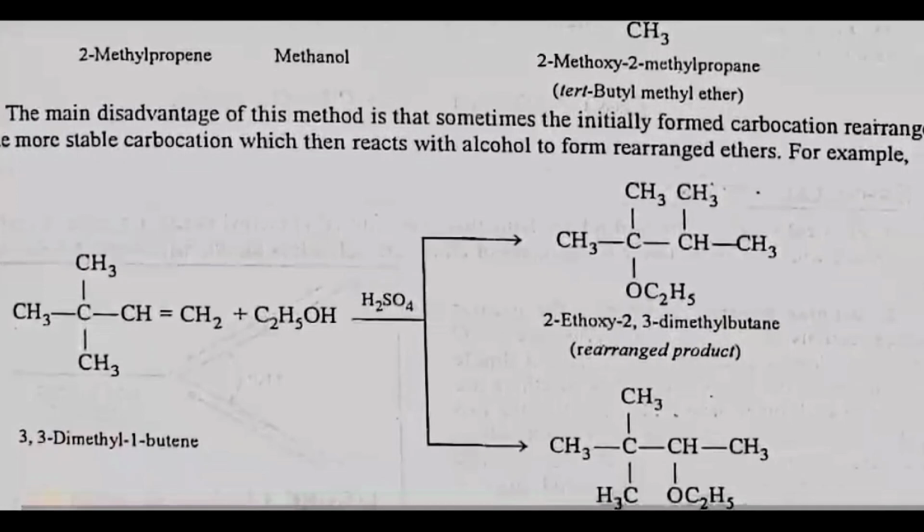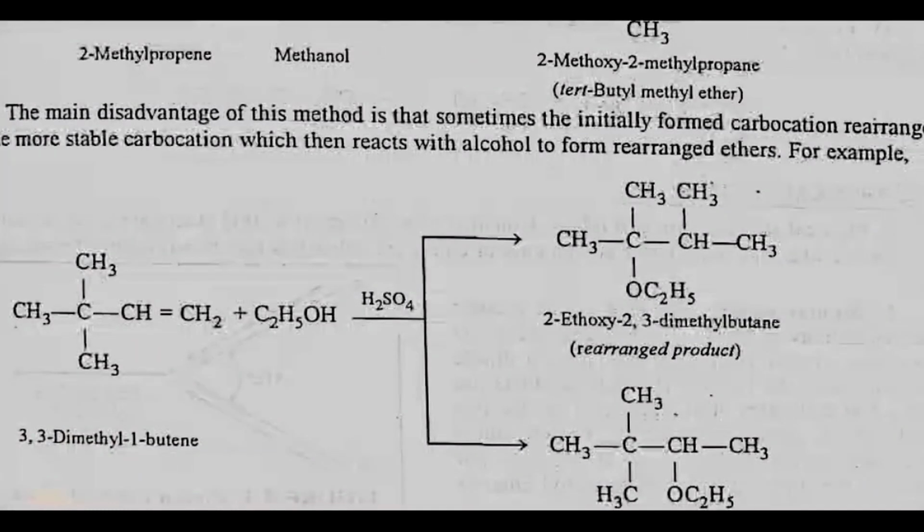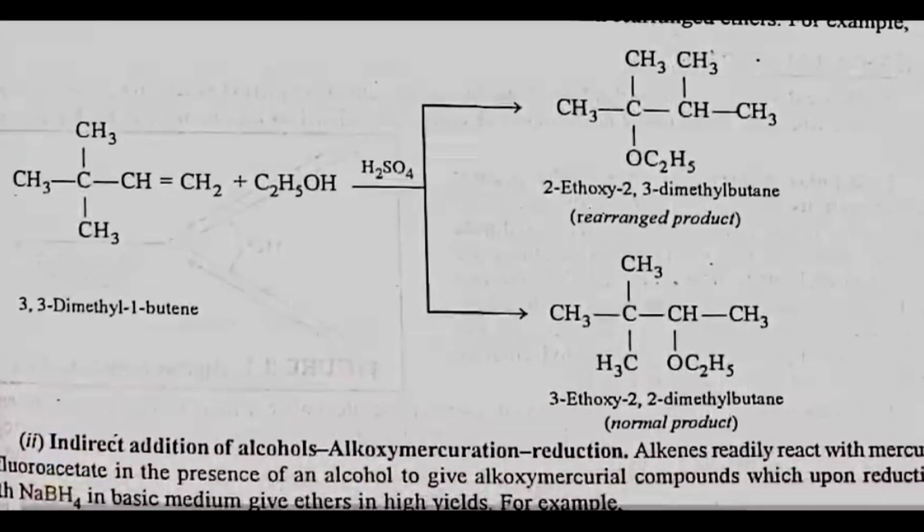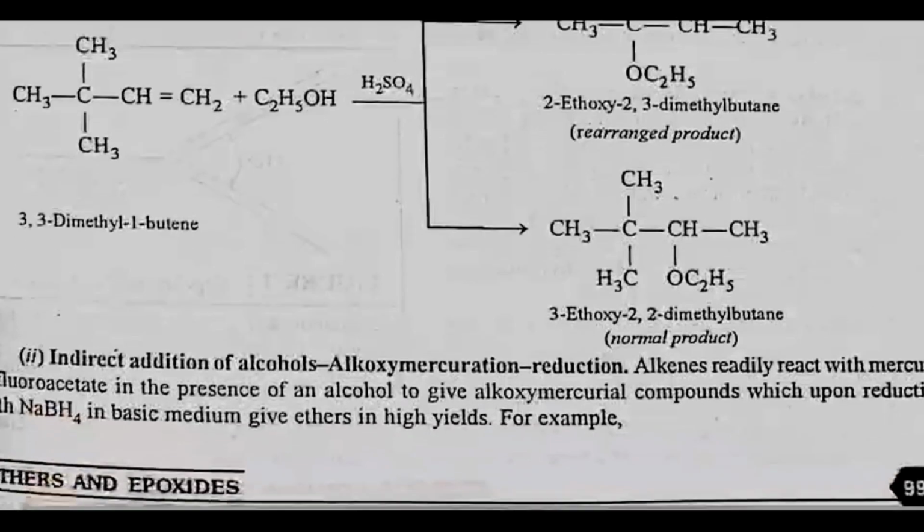The main disadvantage of this method is that sometimes the initially formed carbocation rearranges to the most stable carbocation, which then reacts with alcohol to form rearranged ethers. For example, 3,3-dimethyl-1-butene in presence of H2SO4 gives 2-ethoxy-2,3-dimethylbutane as the rearranged product and 3-ethoxy-2,2-dimethylbutane as the normal product.